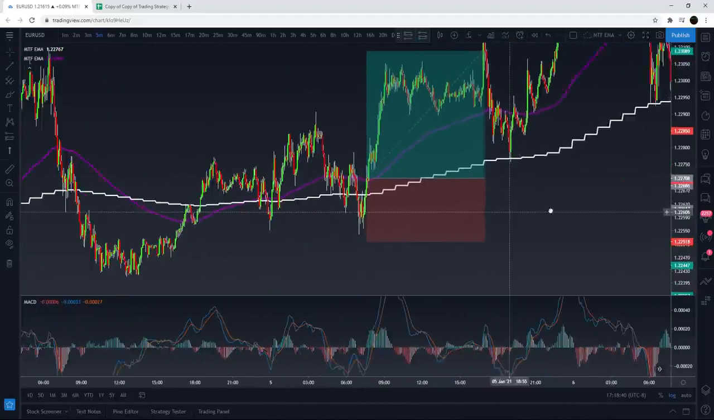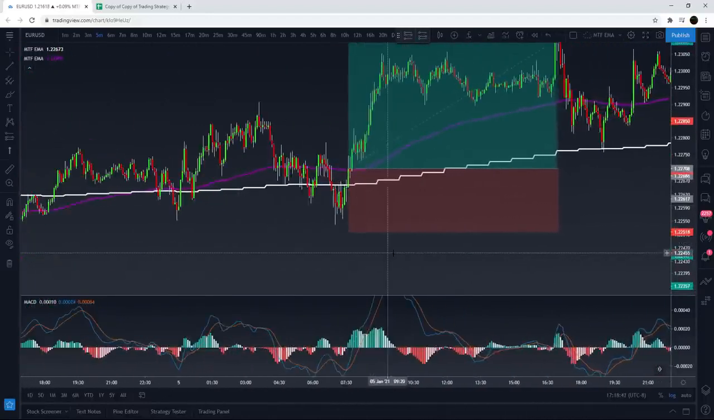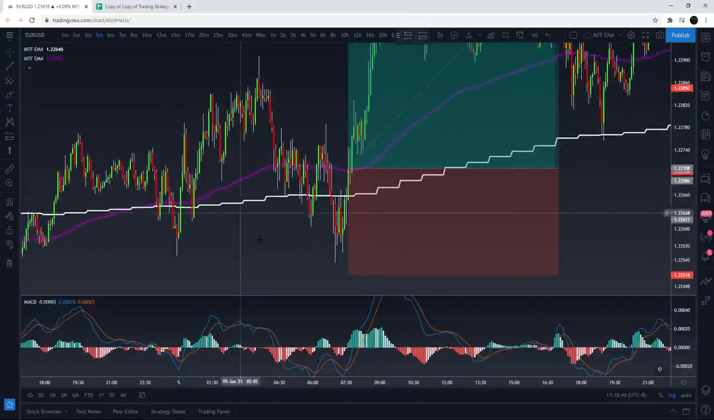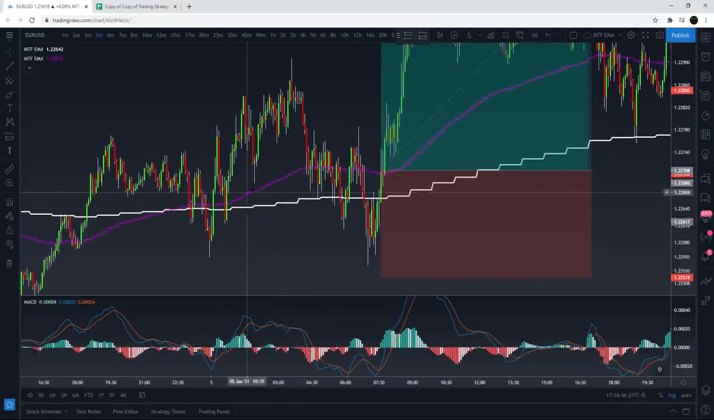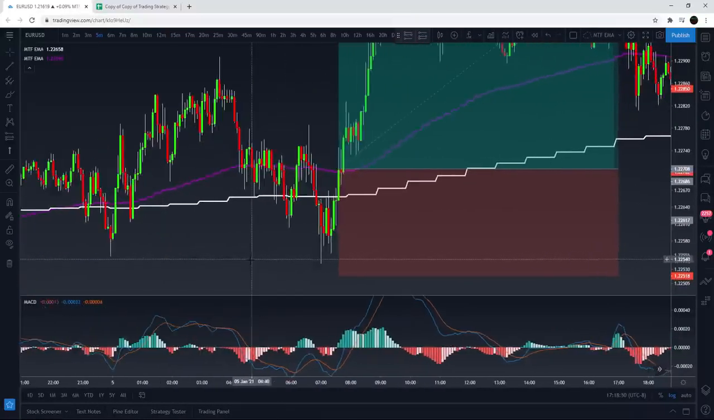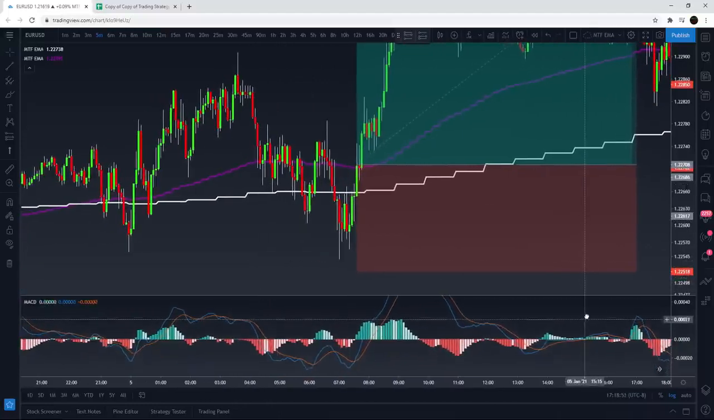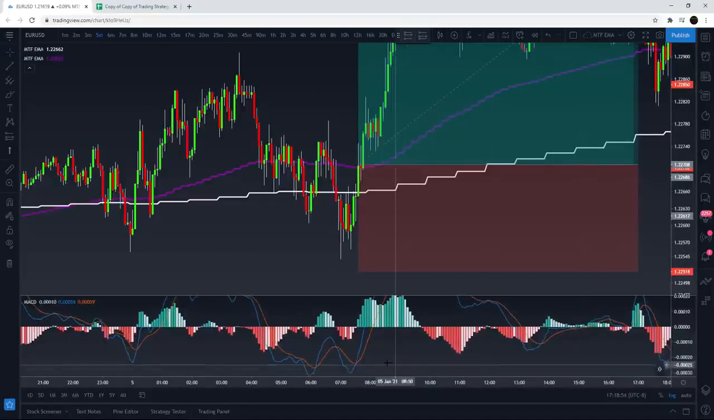I'll zoom out a little bit here. So for a long, obviously we need to make sure that the EMAs are telling us to go long. So the 15-minute EMA is over the hourly. Then we look for our bullish divergence with the MACD.